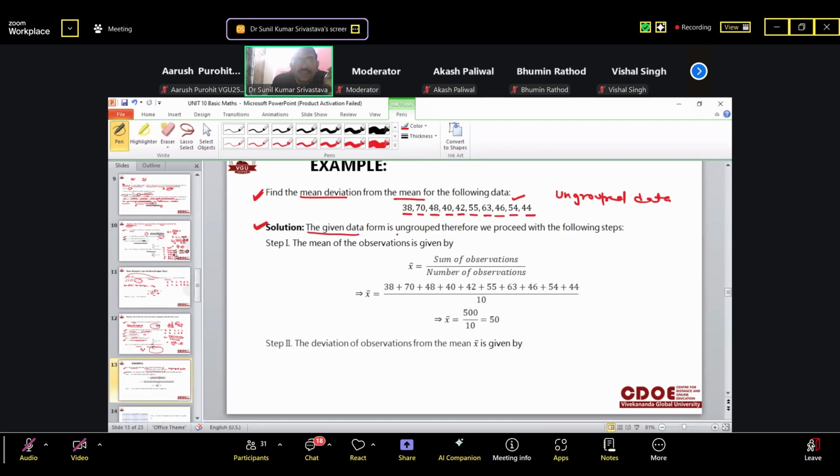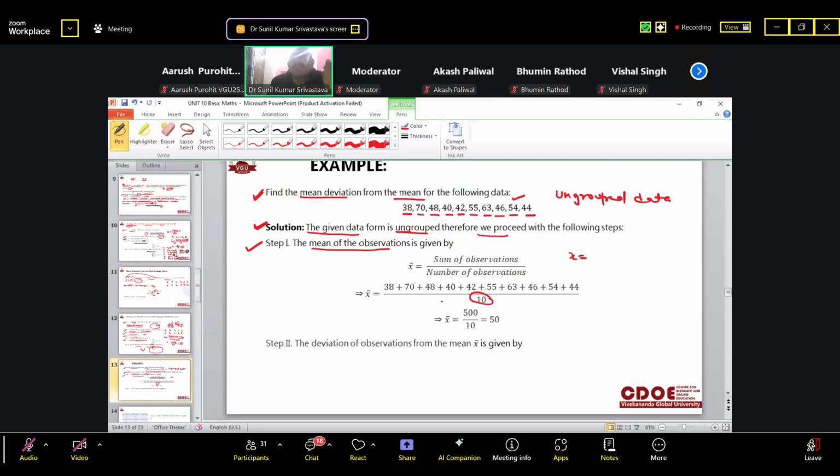The given data is ungrouped because it is in random order. Now we proceed with the following steps. First of all, we have to take the mean of the observations. The formula is the sum of all the observations upon the total number of observations. The total number of observations is 1, 2, 3, 4, 5, 6, 7, 8, 9, and 10, so 10.